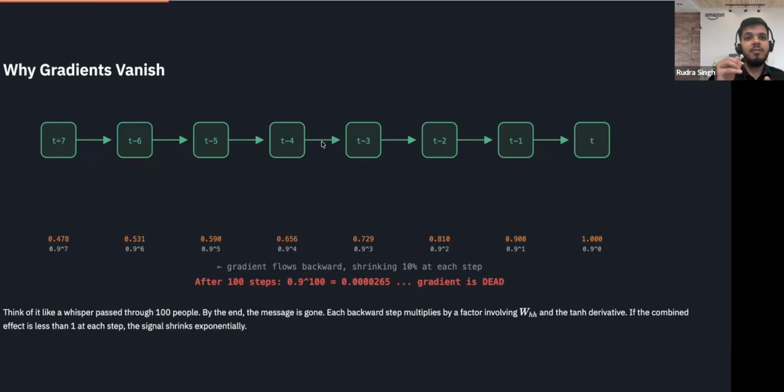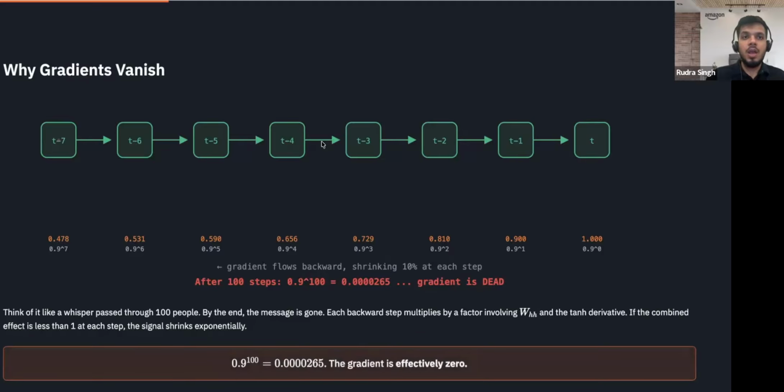In the RNN, every backward step multiplies the gradient by a factor involving W_hh and the tanh derivative. The factor is typically less than 1. So if you multiply something by a number less than 1 over and over, 100 times, it would eventually collapse to 0. Here's the number: 0.9 to the power 100, which is effectively 0, and hence the gradient would be dead.